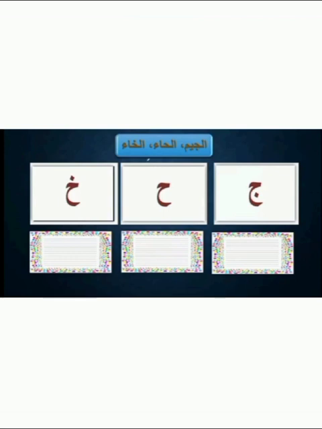So what is the difference between them? The first one has one dot inside, and then the next one has no dots, and then the third one has one dot on the top. But all of them have the same shape or the same form.